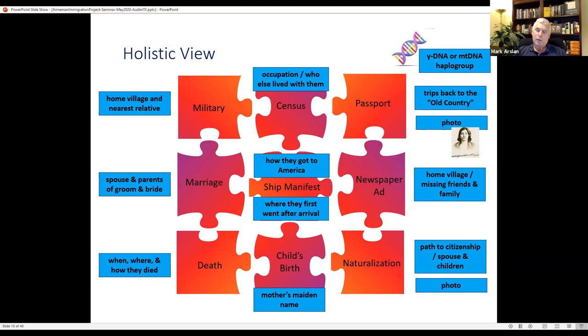who did they leave in the old country, which in many cases was a wife, who they intended to go back to and were sending money home to before the genocide, where they went after their arrival, who did they marry after the war was over if their wife didn't survive, did they have children, were they in the military, did they go back to the old country?